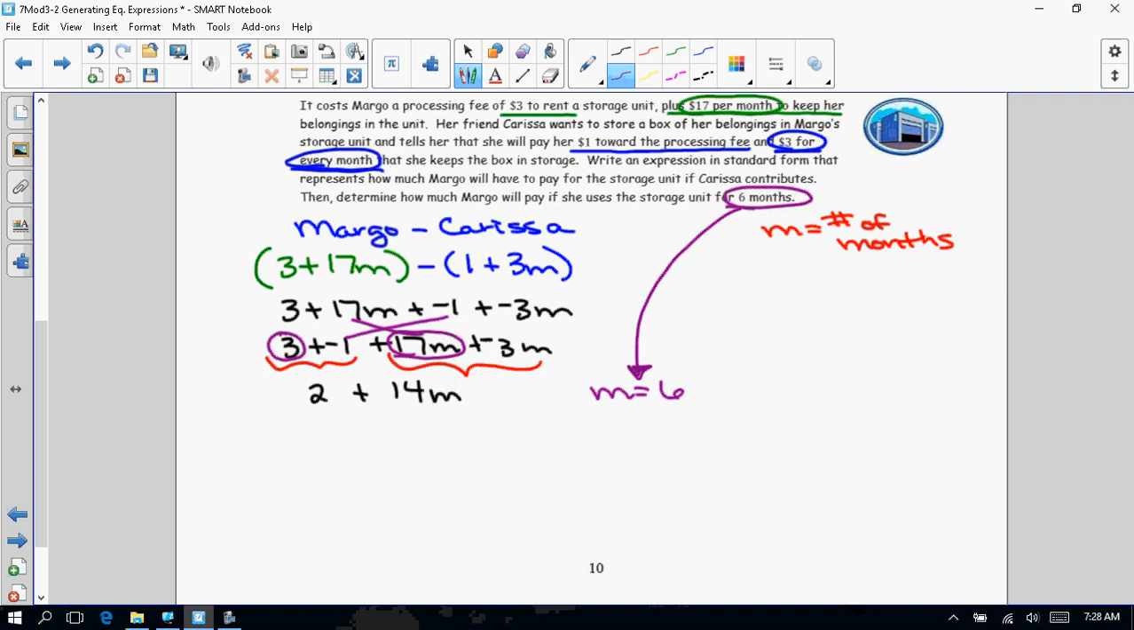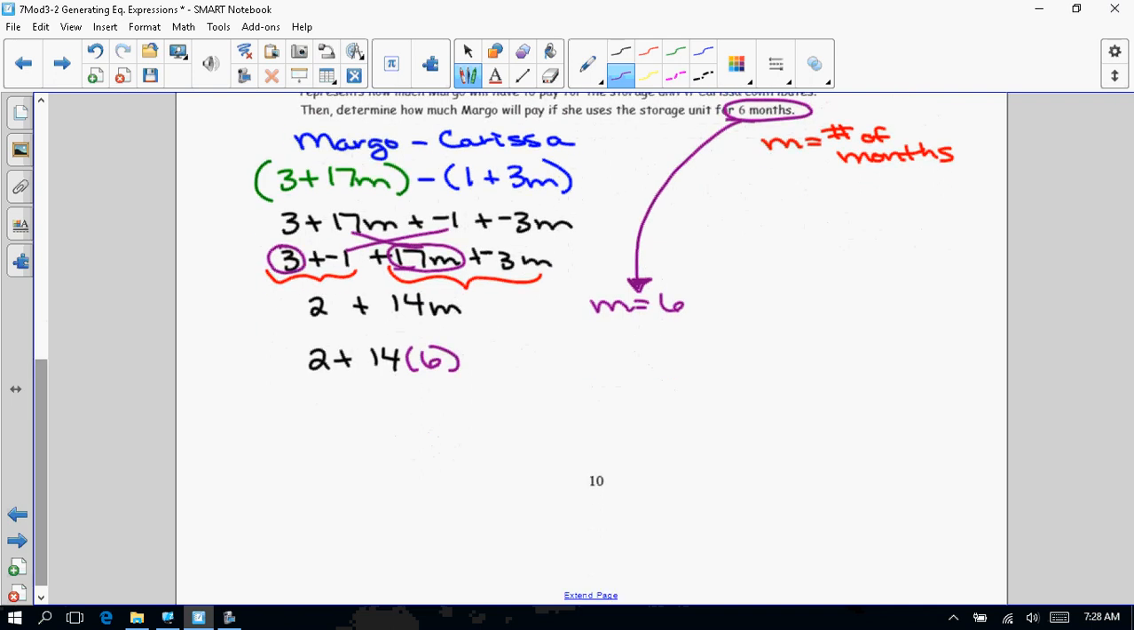So all I'm going to do is take that M and substitute it in, plug it in, drop it into that spot. So this is 2 plus 14. Anytime you have a number next to a variable, they are multiplied. So times 6. However you want to write times 6, you can put a dot, you can put the asterisk, do not put an X.